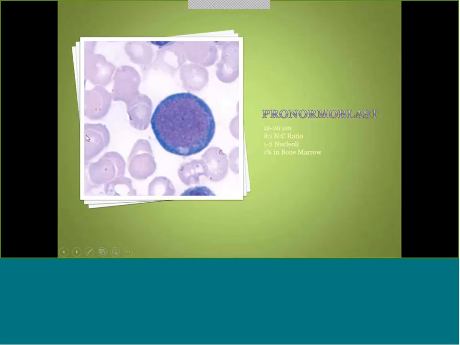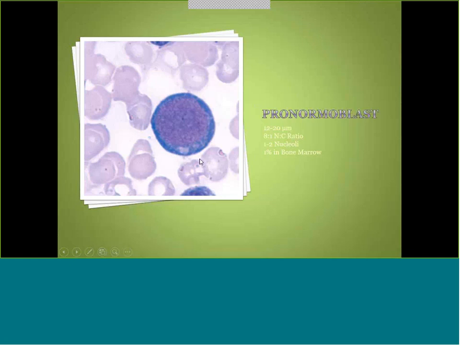Now we actually need to look at pictures because that's the best way to get to know them. Here is a picture of a pronormoblast. Like is shown on the other side, it's a large cell, 12 to 20 micrometers. It has that 8:1 nucleus to cytoplasm ratio, meaning that the nucleus takes up almost the entire cell. And if you look, it does. There's only a little bit of cytoplasm around the edges.